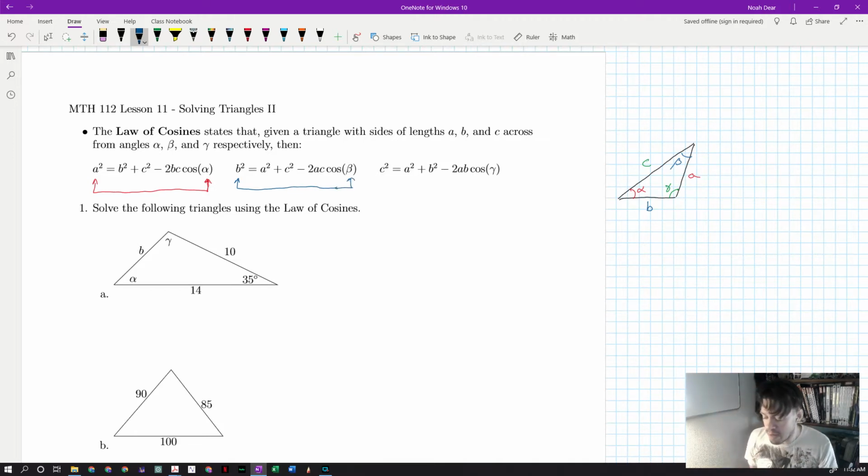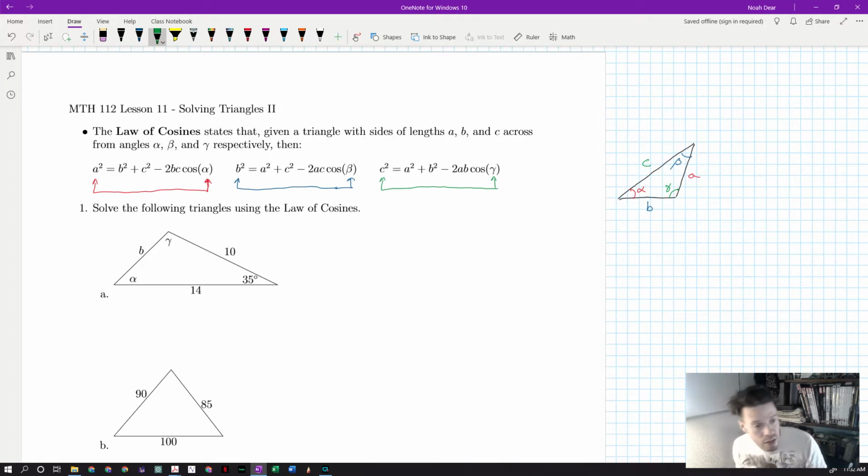In the second equation, I have b squared equals a squared plus c squared minus 2ac times the cosine of beta. Here we see that the b squared on the left side of the equal sign corresponds to the beta inside the cosine. And then the final form is c squared equals a squared plus b squared minus 2ab times the cosine of gamma. Here we see the c squared is on the left side of the equal sign, and the gamma is inside the cosine, so those are corresponding side across from angle. And then the other two sides, a and b, are the other terms there.